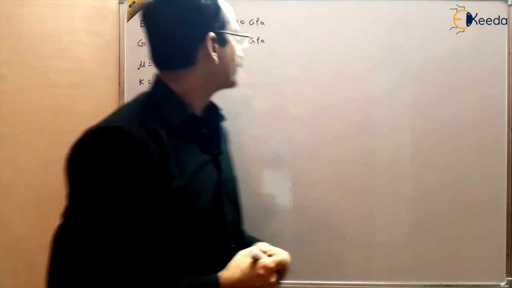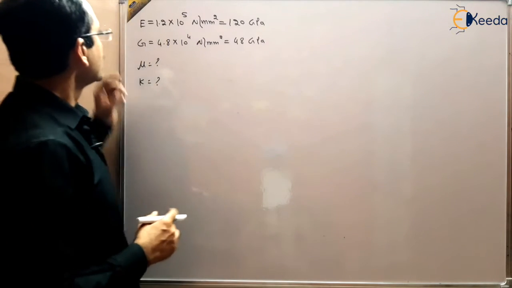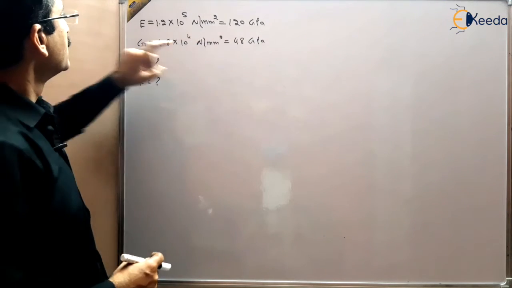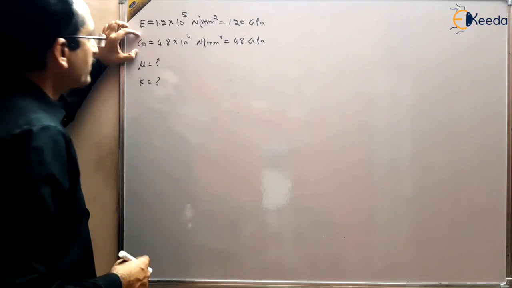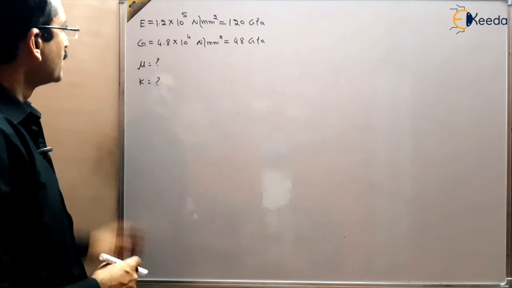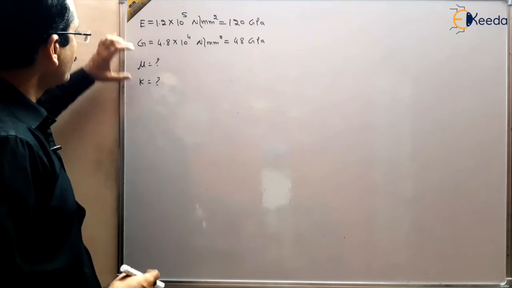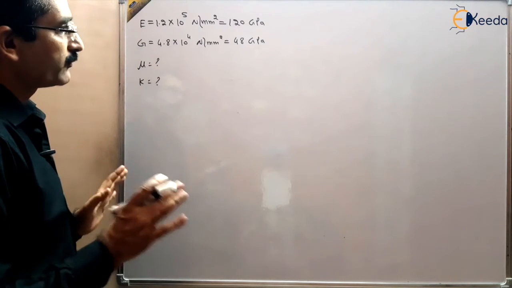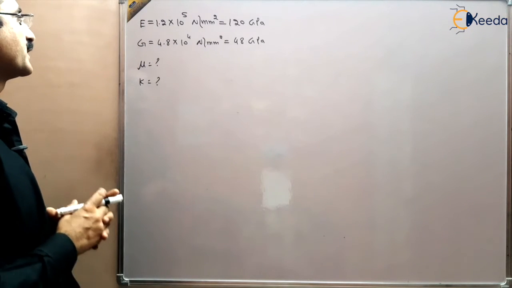In this question, there is a material whose Young's modulus of elasticity is 120 gigapascal and modulus of rigidity is 48 gigapascal. These two things are given and we have to find out these two constants, mu and K, for that material, right?